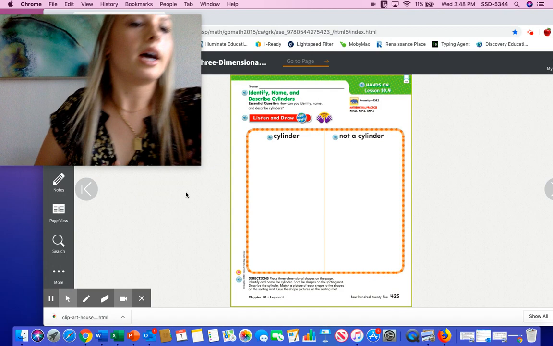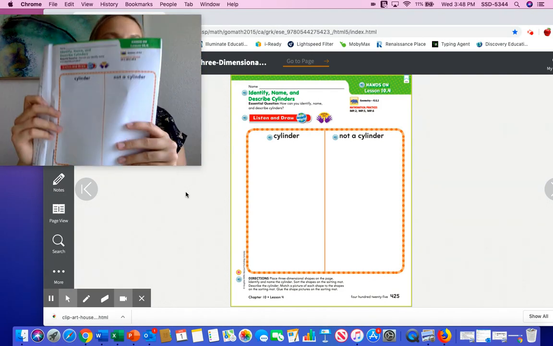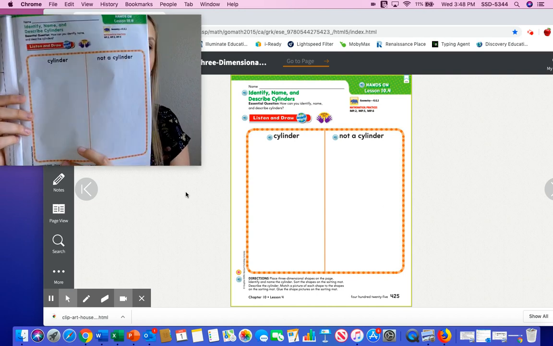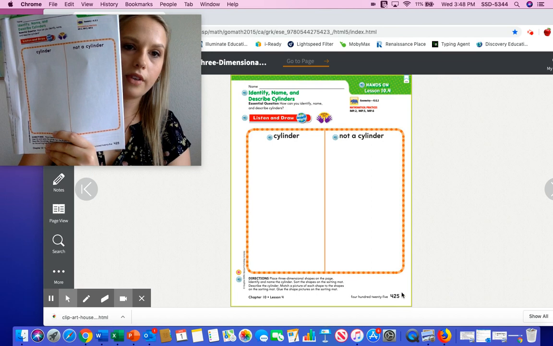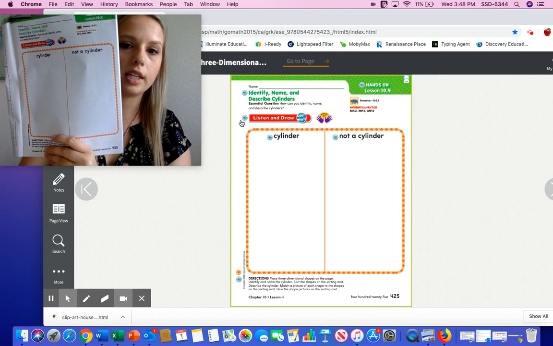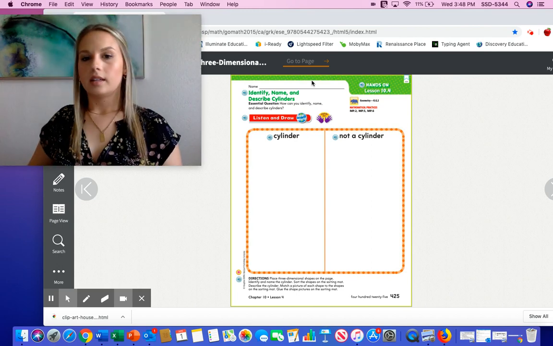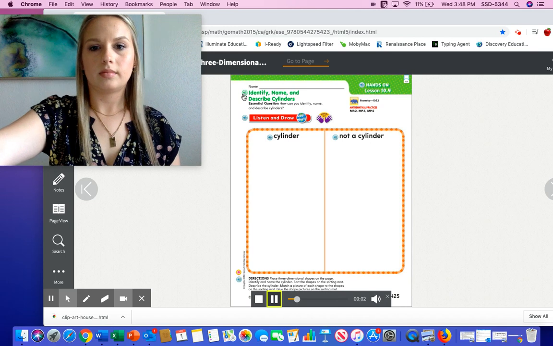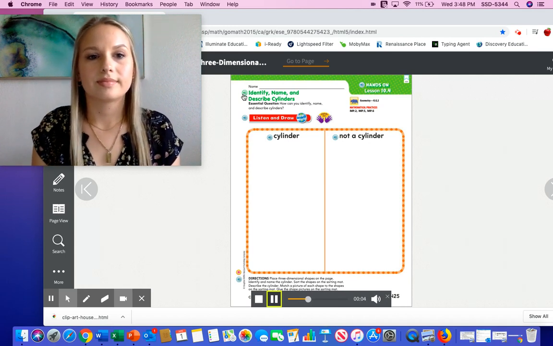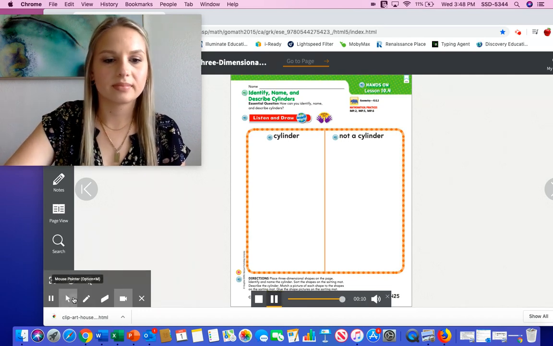Okay, when you open up your workbook, you should be on this page here, right? Your Post-it or your bookmark should be on this page here. This is page number 425. You can ask mom and dad for help if you lost it. And it's got the orange square around it. Okay? Let's see the title of our lesson. Identify, name, and describe cylinders. Essential question. How can you identify, name, and describe cylinders?